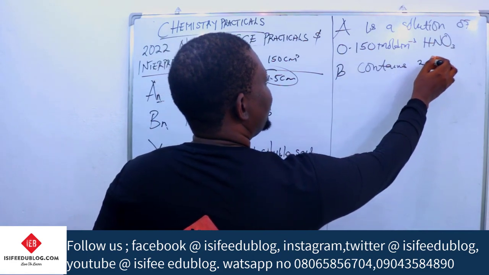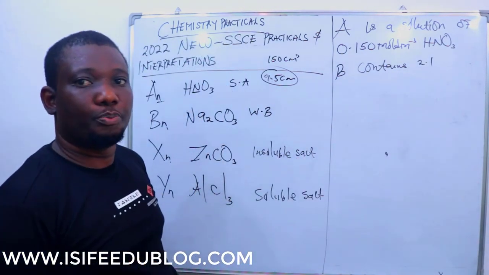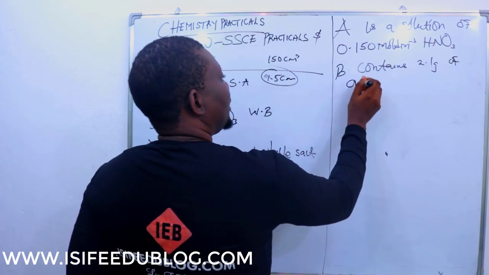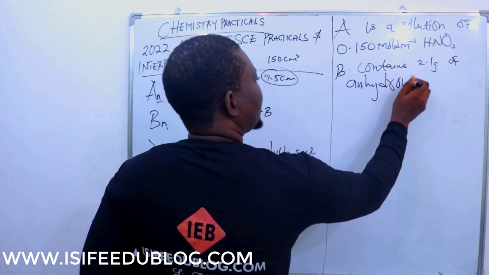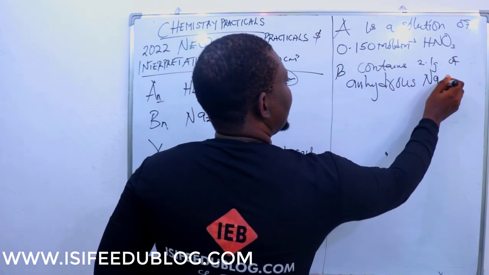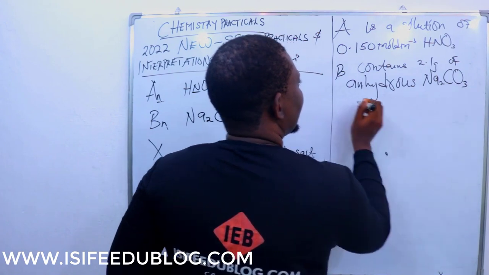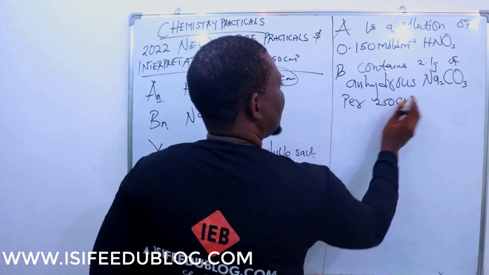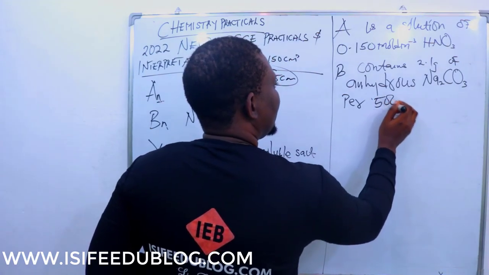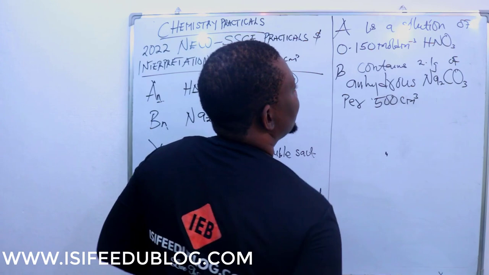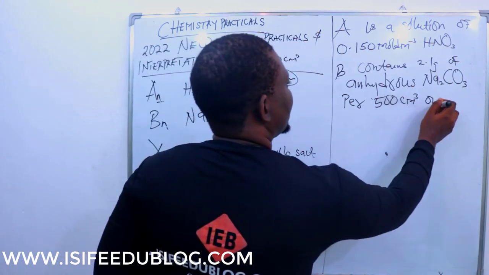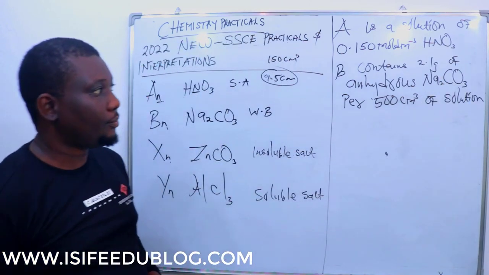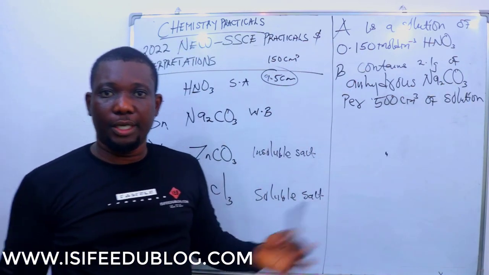contains 2.1 gram of maybe anhydrous Na2CO3 per 250 centimeter cube. Okay, let me say per 500 centimeter cube of solution. That's how it always looks, of solution. That is all what you need.